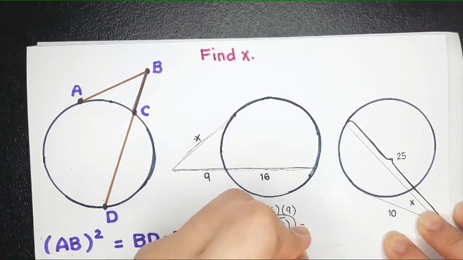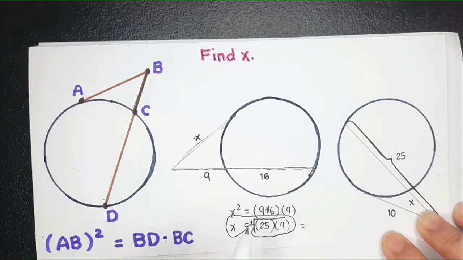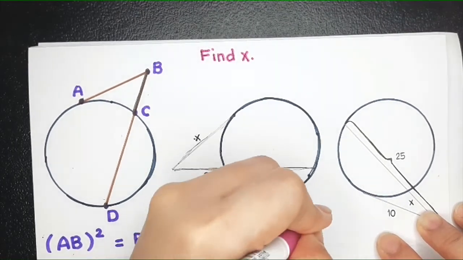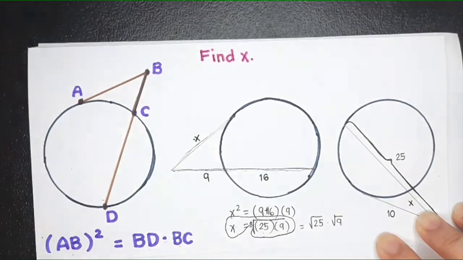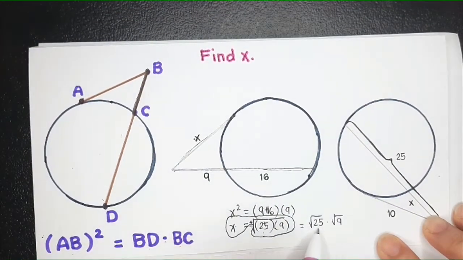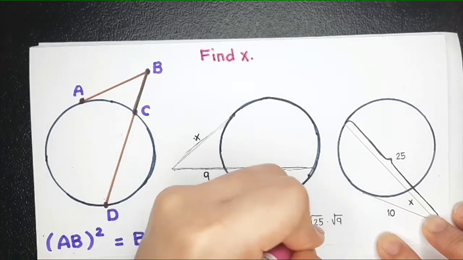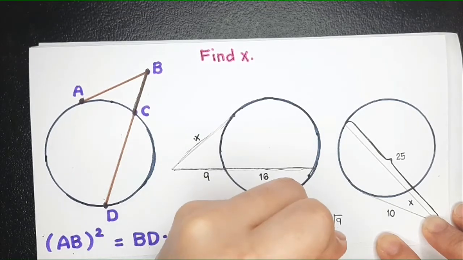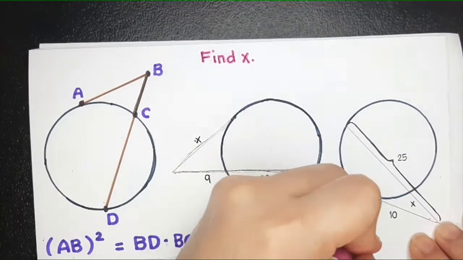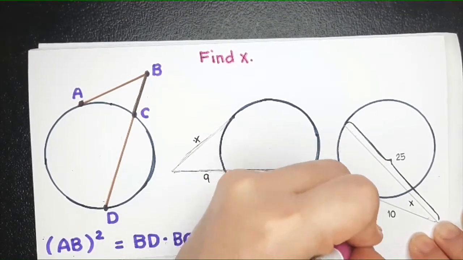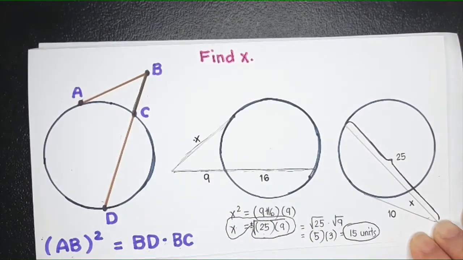Kasi, yung square root na didistribute kapag multiplication. What do I mean by that? Yung x is equal to square root of 25 times square root of 9. Which is madali na. Kasi what is square root of 25? It is 5. Okay? What is square root of 9? It is 3. What is 5 times 3? You get 15. So, this is the final answer. 15 units. You see?